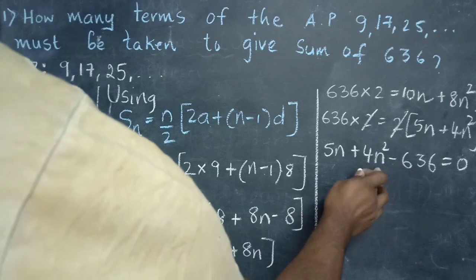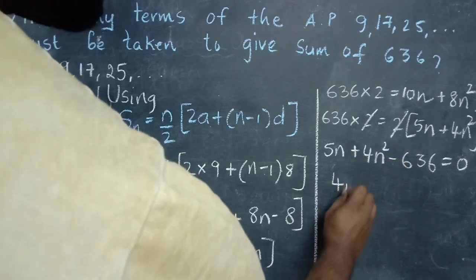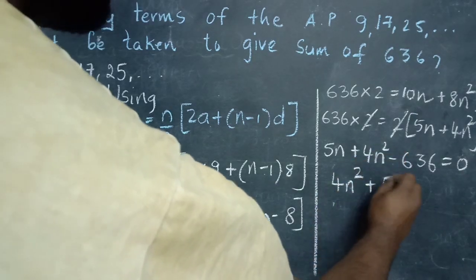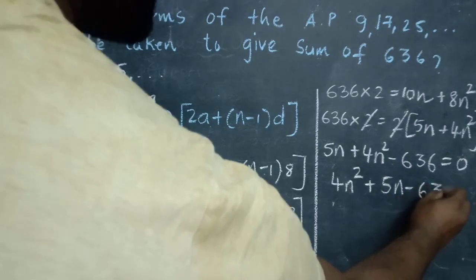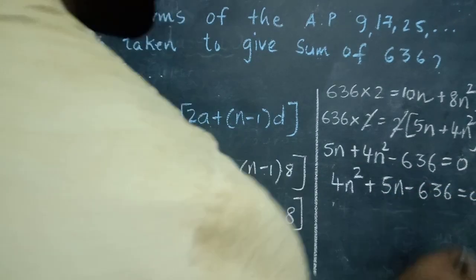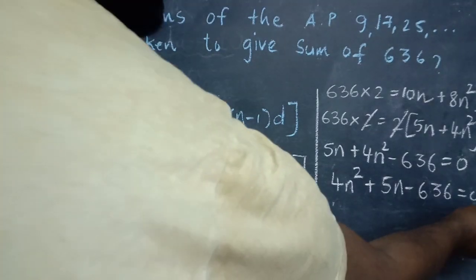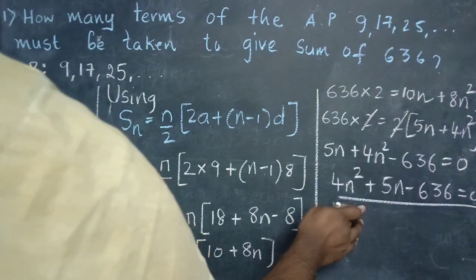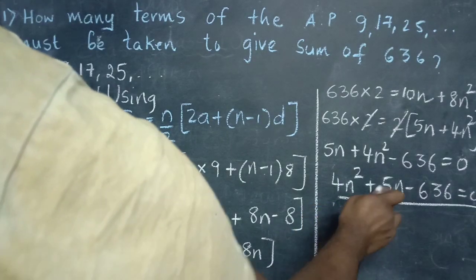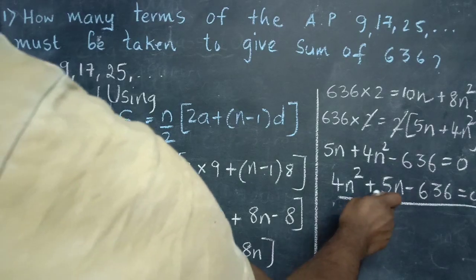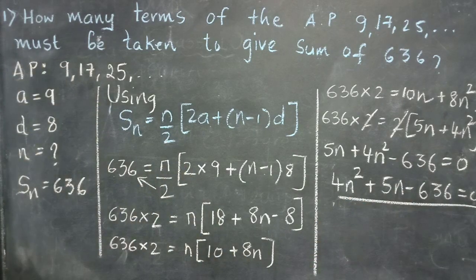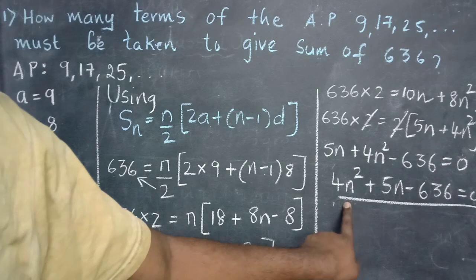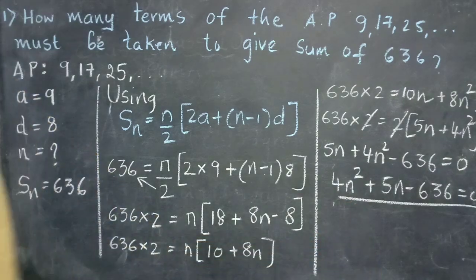Now rearrange the terms based on the powers, that is 4n square plus 5n minus 636 equals 0. This is a quadratic equation. We should solve it by the method of factorization or by the method of splitting the middle term. If we solve this, we will get the value of n. We should solve this quadratic equation to find out the value of n.